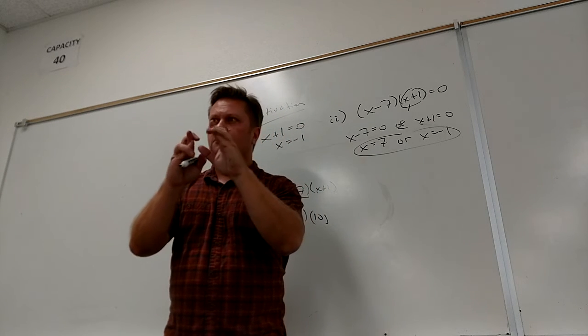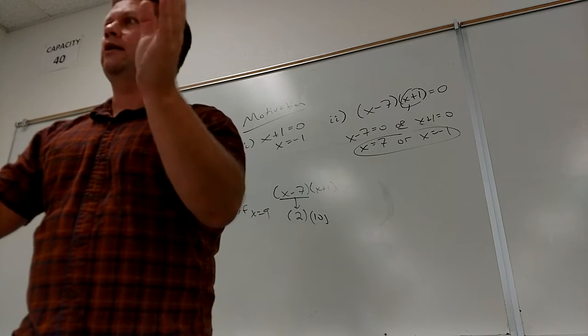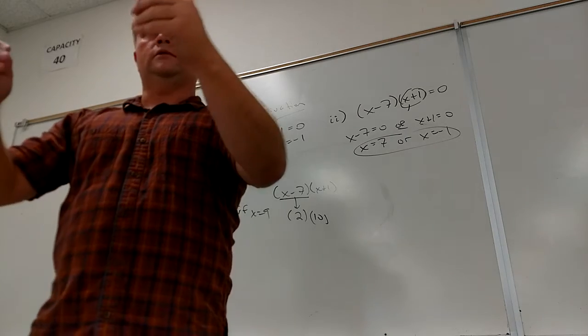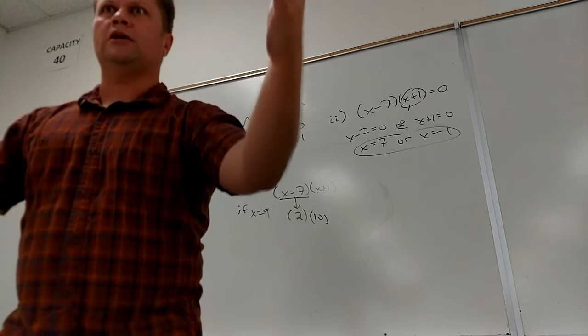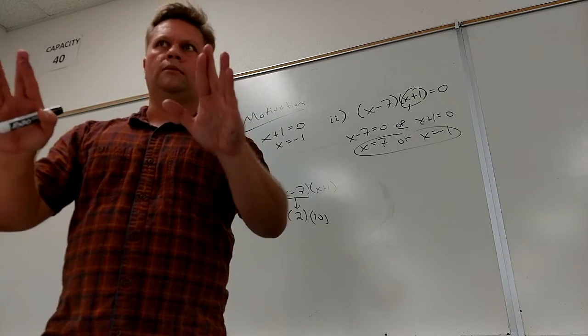Do you guys get that? This is called, I love the name of this, different books call it different things, but it's called the zero product property. It just means if you've got a zero somewhere in your multiplication, you're going to get a zero at the end. That's the only way to get it. So, watch.